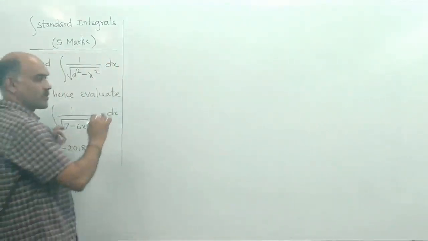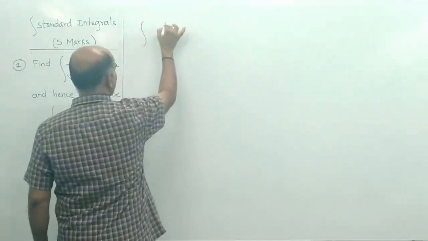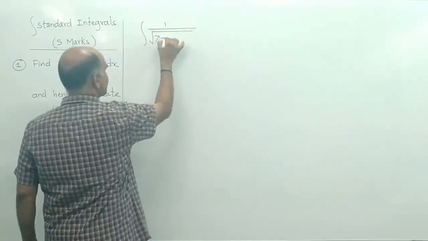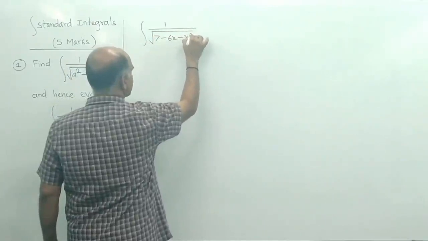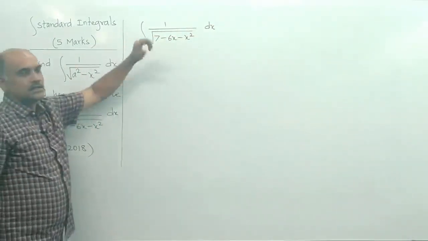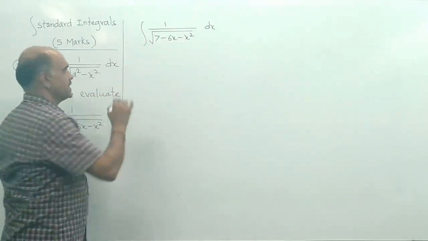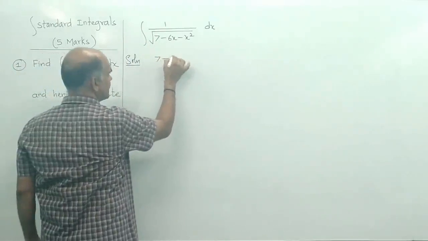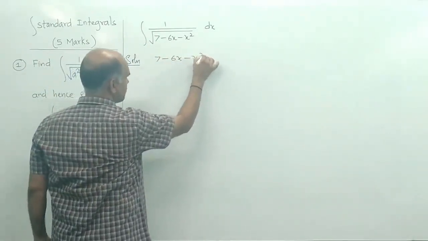So if I take the problem, integration of 1 by root of 7 minus 6x minus x square dx. First take this quadratic term, 7 minus 6x minus x square.